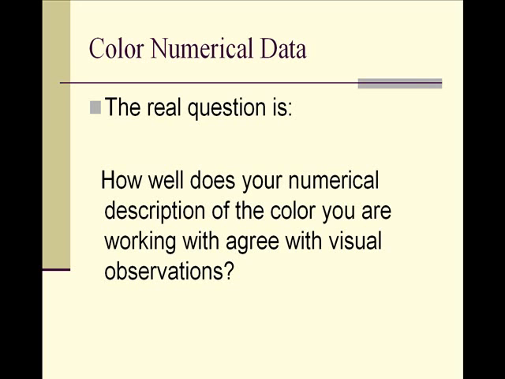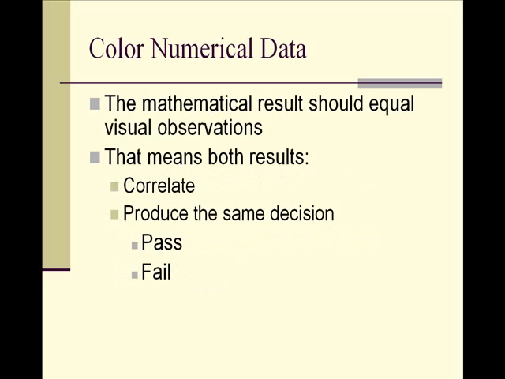In a perfect world, our numbers would tell us exactly the same things as our eyes do. Like, for instance, does something match? Or if it doesn't match, how far is it off? And which direction is it off? Those kinds of things. When we do our mathematical equations, the result should equal our visual observations. So that means they both should correlate. They should move the same way. And the most important thing is they should produce the same ultimate decision.